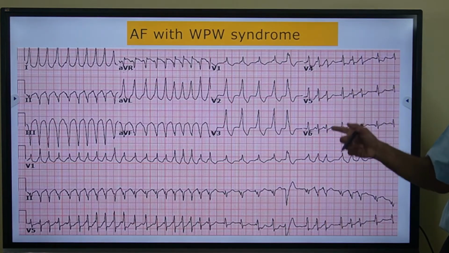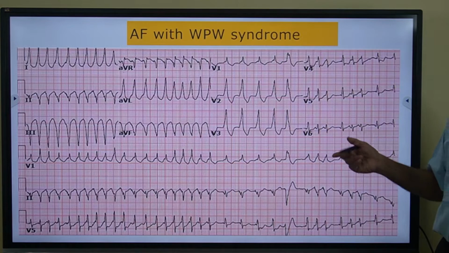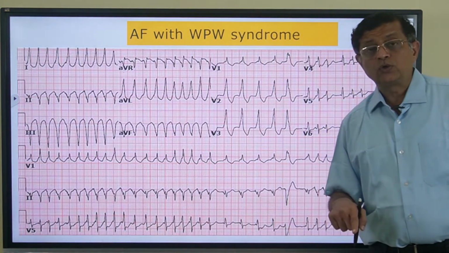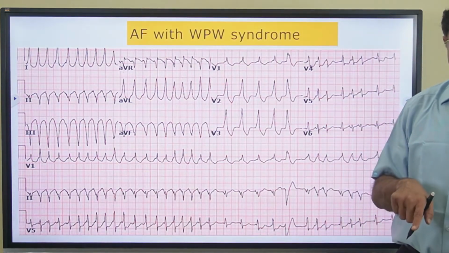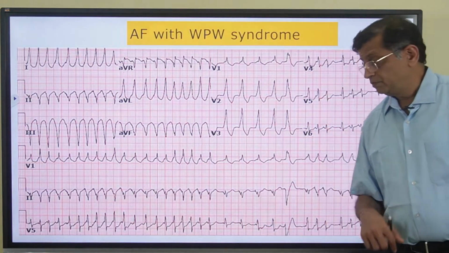The best treatment for this patient would be cardioversion. If at all you want to give a drug to control the ventricular rate or to normalize the rhythm, you could try albuterol.